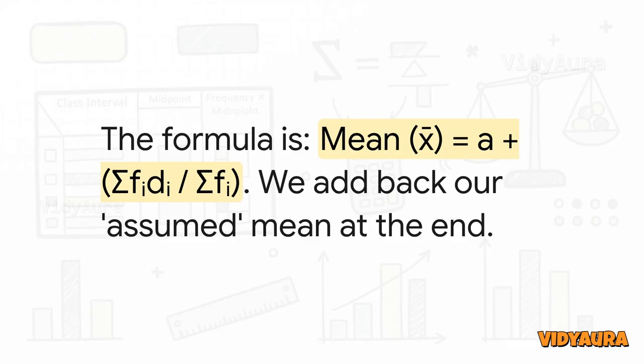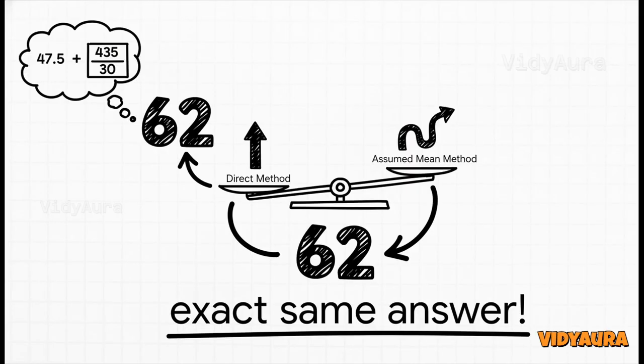Now, the formula looks a little different for this method, but it's really smart. The real mean, x bar, is our assumed mean, A, plus a little correction factor. And that correction is just sigma fi di divided by sigma fi. So we're basically taking our initial guess and then adjusting it at the end to get the perfect answer. So let's plug in our numbers and see what happens.